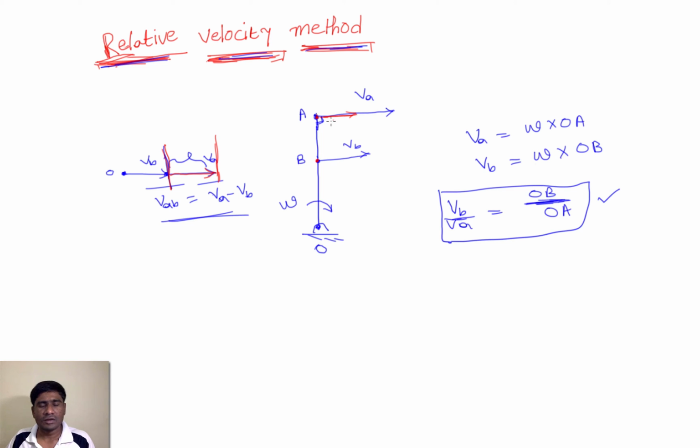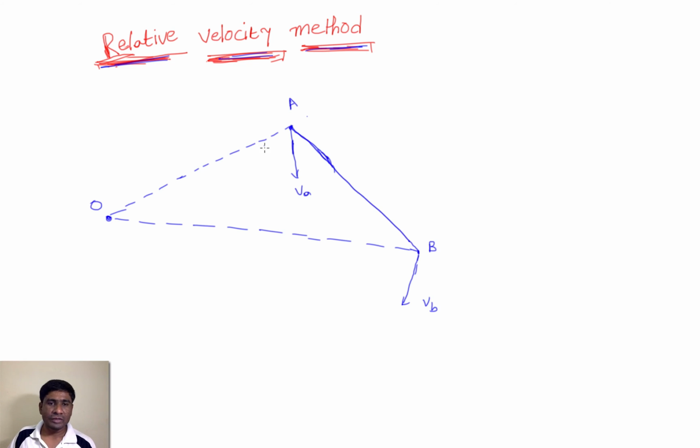So this has been asked in the previous questions: what is the direction of the relative velocity between any two points? That is perpendicular to the line joining those two points. So as shown in the figure, I have taken one more link having the points A and B with velocities VA and VB. But in the previous case, this link is fixed and it's rotating about a point O.